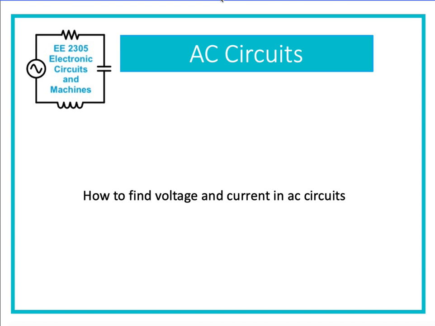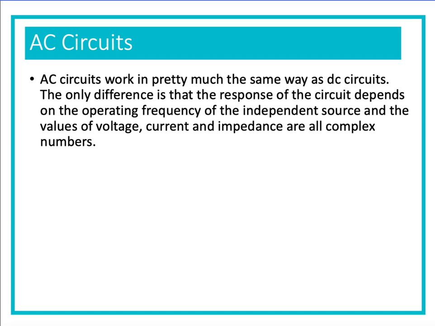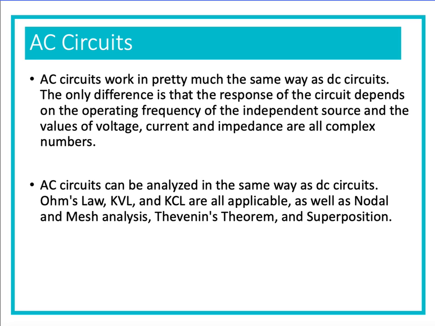Now that we know something about impedance and how it works, we're going to talk about voltage and current in AC circuits. We've talked about how to find impedance, and if we look at AC circuits, they're really pretty much the same as DC circuits. The only thing we have to consider is that all of the numbers are complex numbers at this point, and that there is a frequency dependence to the elements in the circuit.